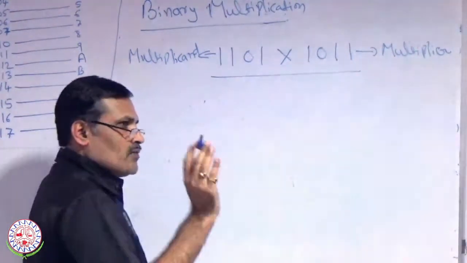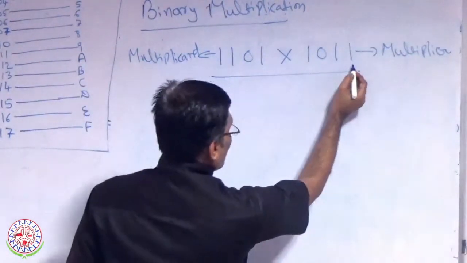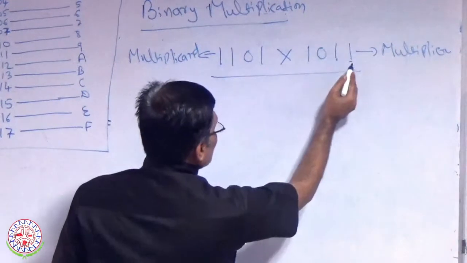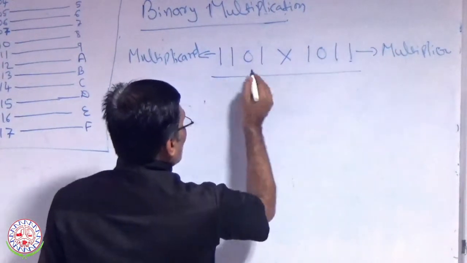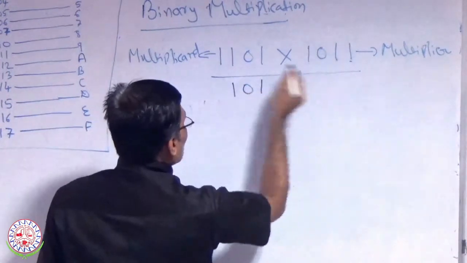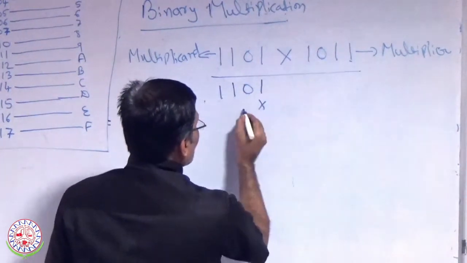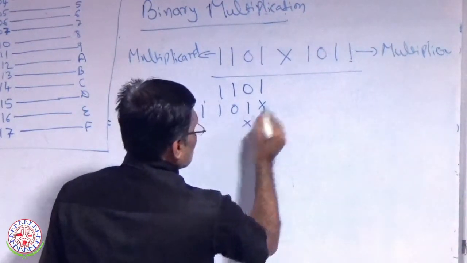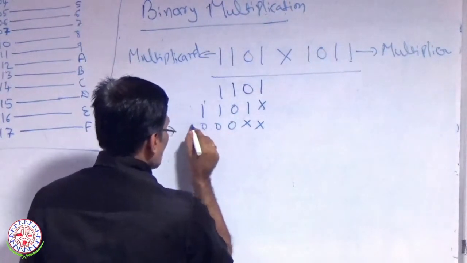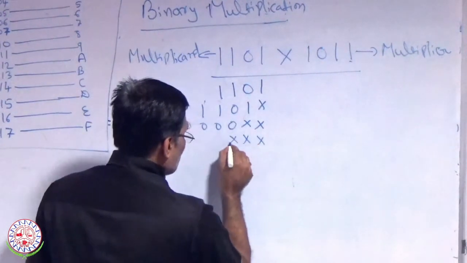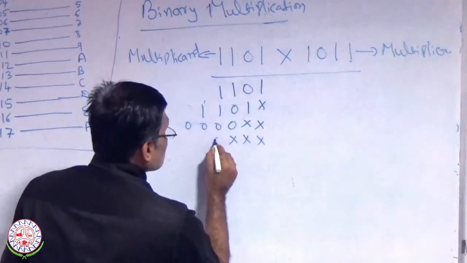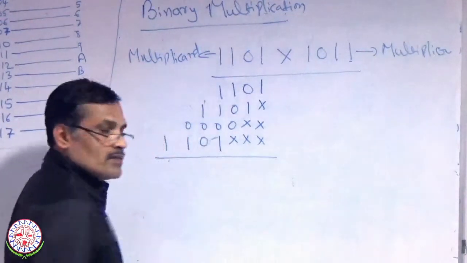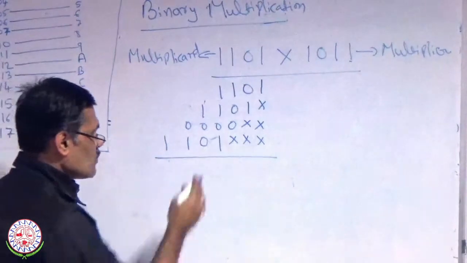Let us follow the same procedure that we followed with respect to the decimal number system. Take this digit and multiply with all the other multiplicand digits. So 1 into 1 is 1, 1 into 0 is 0, 1 into 1 is 1, 1 into 1 is 1. Second, again 1 0 1 1. Third one is 0 0 0 0. Fourth one, again 1 0 1 1. The same procedure you have adopted for decimal, in the same way.